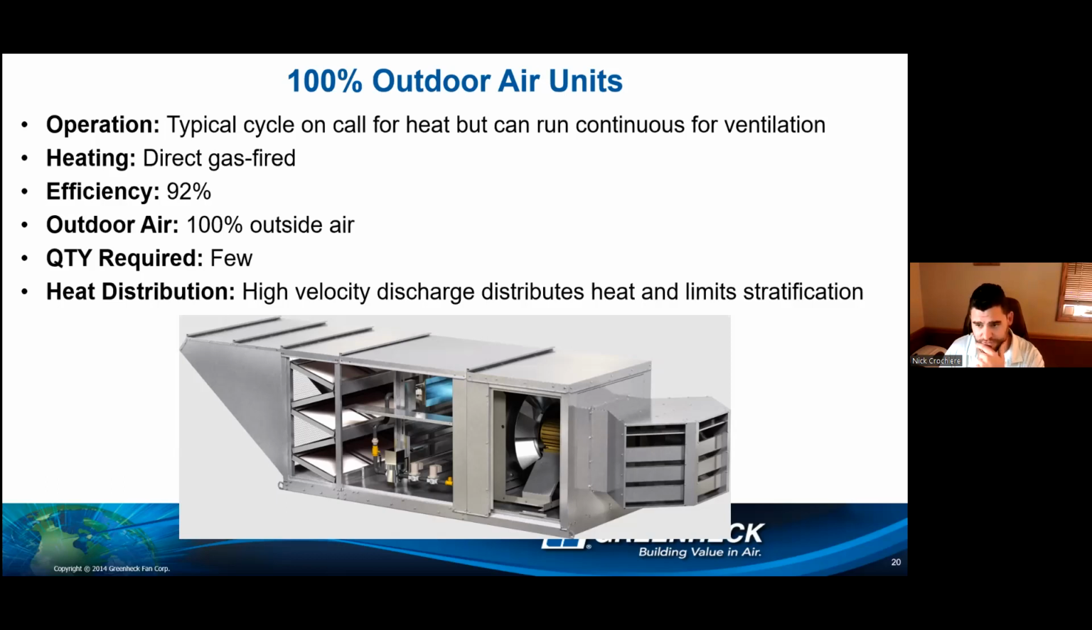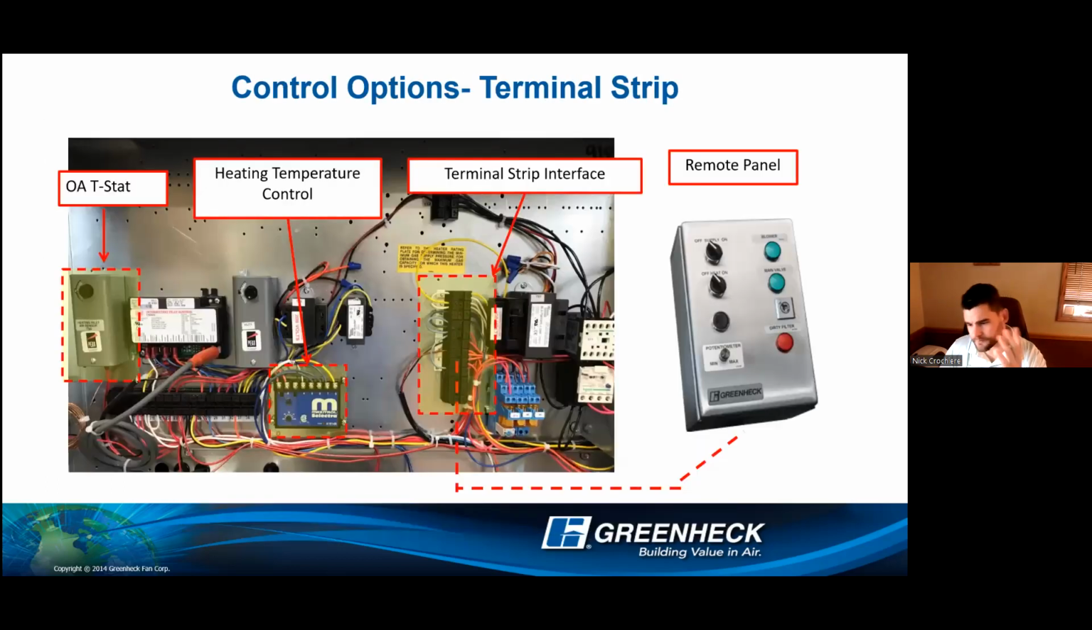So it's 100% outdoor air, again, 92% efficient. High velocity discharge distributes the heat and limits stratification. So when you do get that full outdoor air burst pressurizing, you also help to defeat that stratification. So what kind of controls do these units come with? Two real options here. So one, your older style terminal strip.